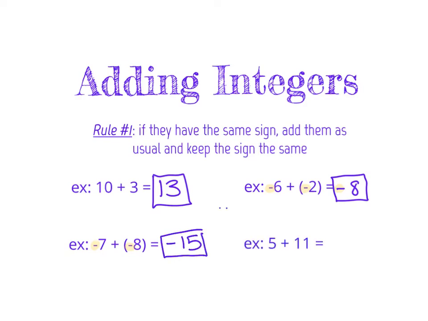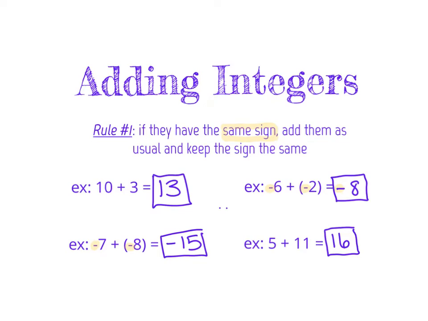And we will do one more example of adding integers with the same sign. Here we have 5 plus 11. Both are positive numbers, so I'm going to add and keep my answer positive. 5 plus 11 is 16. They're both positive, so my answer is also a positive number, positive 16.